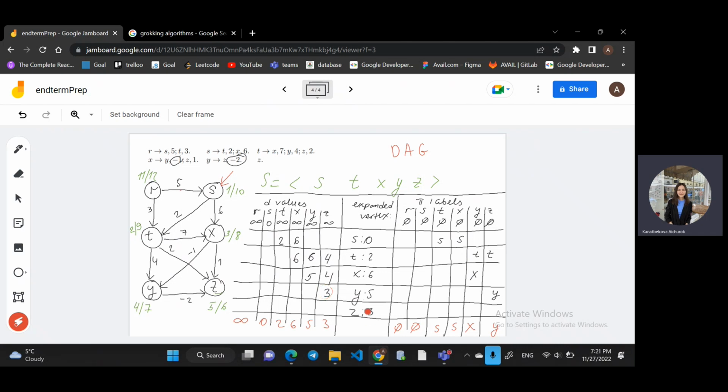and its cost is 3, but z doesn't have anything going out, and here you finish, and the final result has found the shortest path from source to any other vertex in the graph, and these are the corresponding parents of those vertices, and here the algorithm ends.